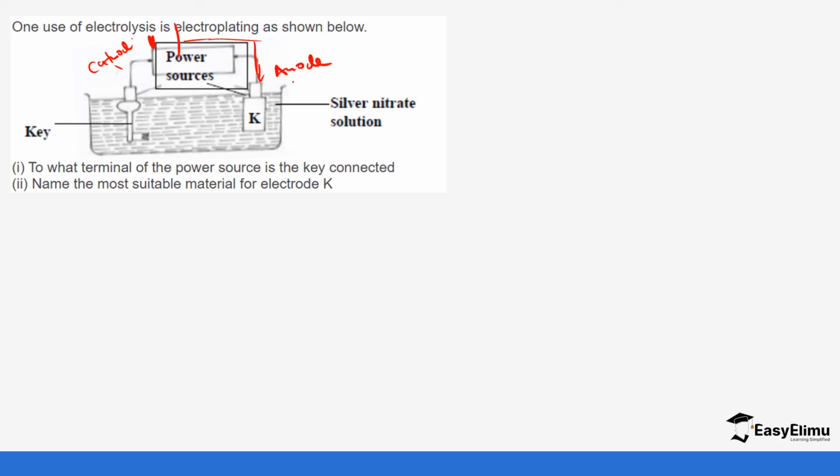You can see they have swapped the direction of the anode and cathode, so don't be confused because of that change. It's intentional. Just remember that whatever you want to coat is always supposed to be on the cathode, because that's where depositing will happen. So the key is connected to the cathode, or we can say it's connected to the negative terminal of the battery.